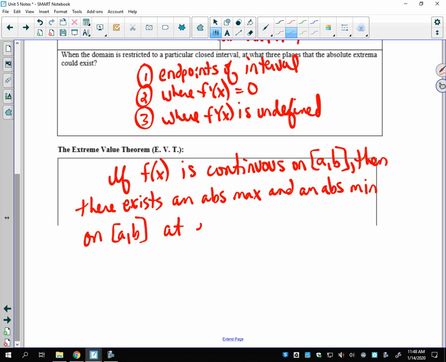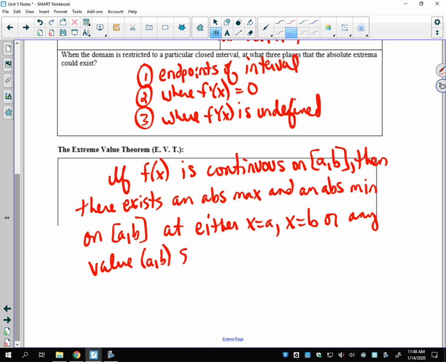at either x equals a, x equals b, so at the endpoints, or any value on the open interval from a to b such that f prime of x equals 0 or is undefined. So if you have a closed interval that's continuous, the max or min is either going to be at the endpoints or it's going to be where the derivative equals 0 or is undefined, the critical points. And then we can check it.